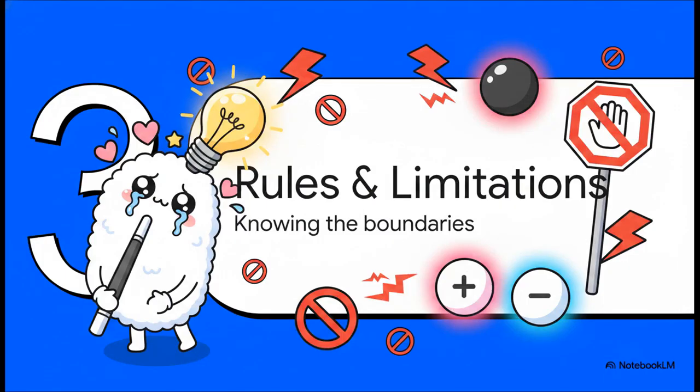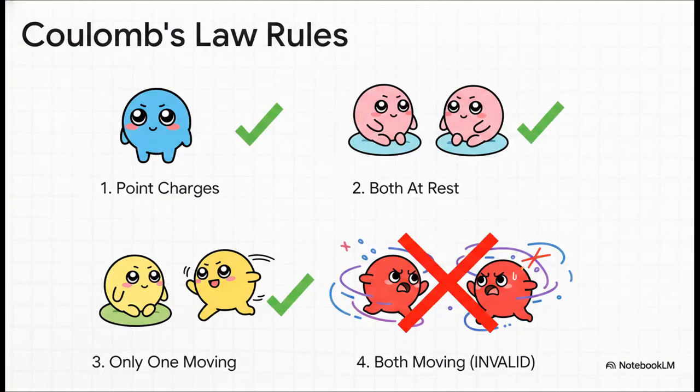Okay, let's hit Section 3, Rules and Limitations, knowing the boundaries of our physics toolbox. Like any good tool, Coulomb's law has some strict boundaries you've got to keep in mind. First off, it's valid only for point charges. You can't use it for massive, extended clouds of charge. Second, it works perfectly when both charges are sitting completely at rest, or if just one of them is moving.